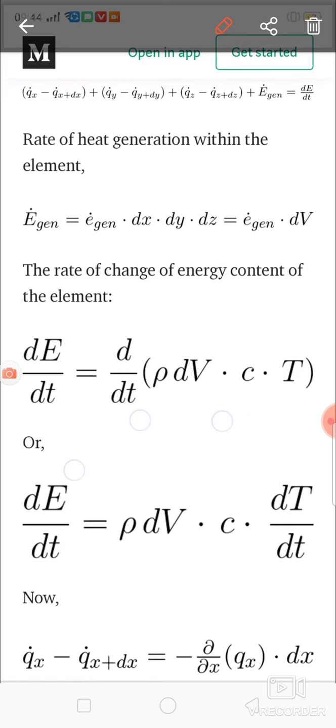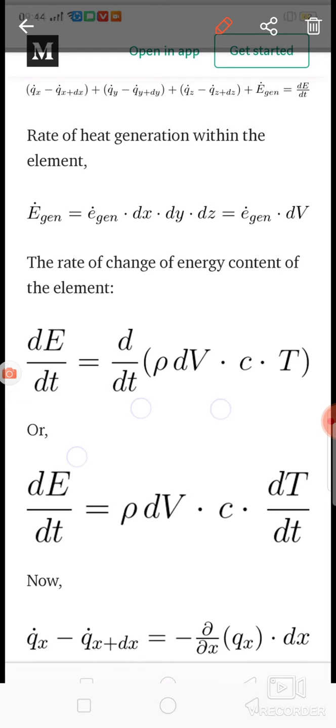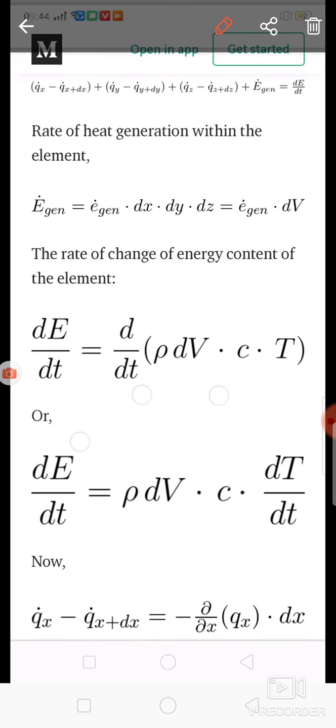So this energy, capital E, is nothing but m Cp T, that is m C T. What is the equation related to the mass? Density is equal to mass per unit volume, so mass is equal to density into volume. So instead of mass, we write density into volume, that is rho into dV into Cp into temperature. So this is the equation related to the energy. Now the change with respect to time: dE by dt is equal to rho into dV into C into dT by dt, the change in temperature with respect to time.